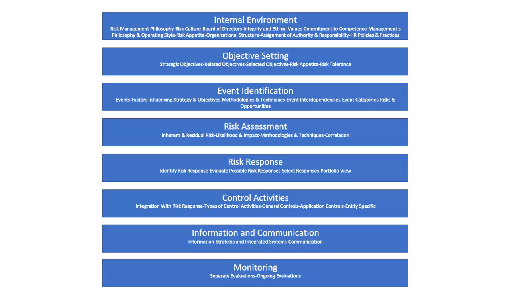Event identification. Potential events that might have an impact on the entity must be identified. Event identification includes identifying factors, internal and external, that influence how potential events may affect strategy implementation and achievement of objectives. It includes distinguishing between potential events that represent risks, those representing opportunities, and those that may be both.